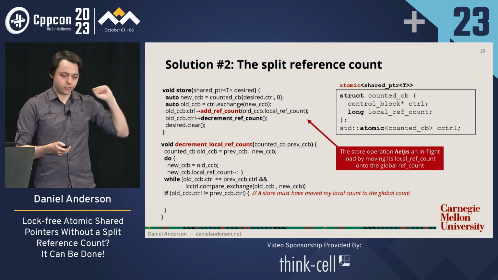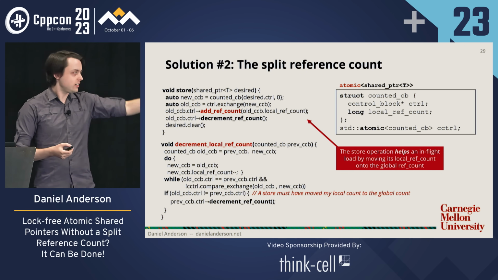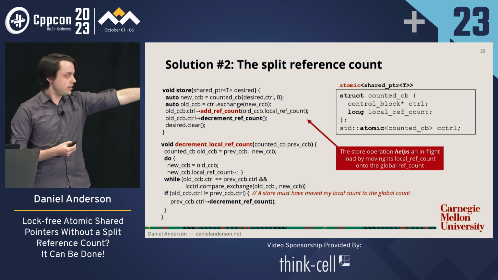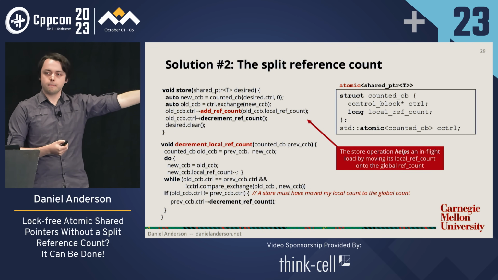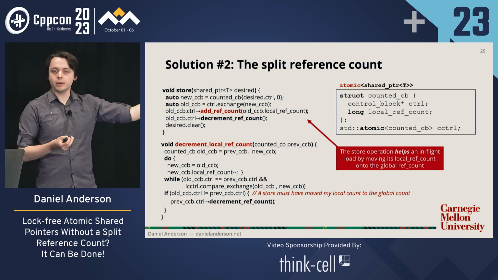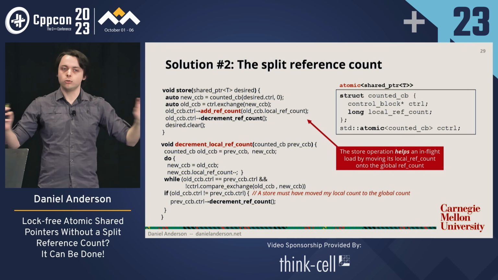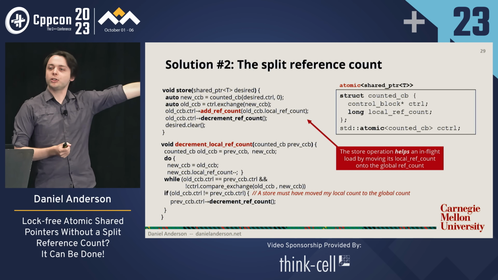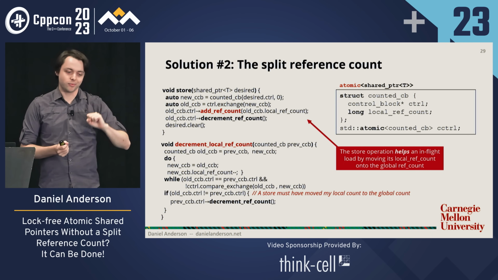So if we find ourselves in this scenario, we simply fix it by decrementing the global ref count, right? Because if we're in this branch, it means that a store incremented the global ref count on our behalf. And so we just decrement it now to restore balance and order to the world. Okay? And that is the split ref count algorithm right there.